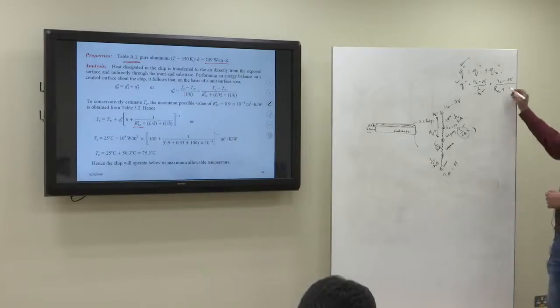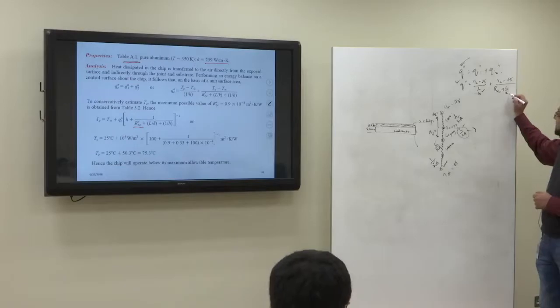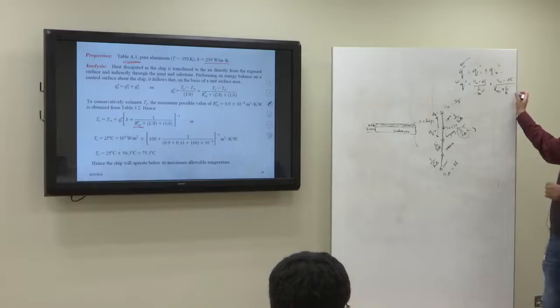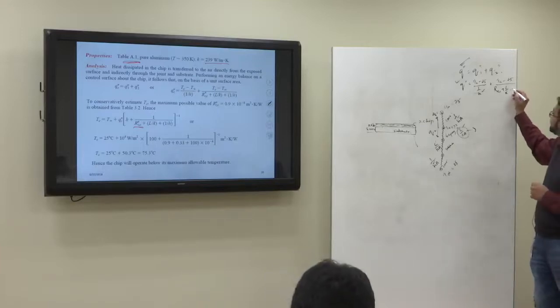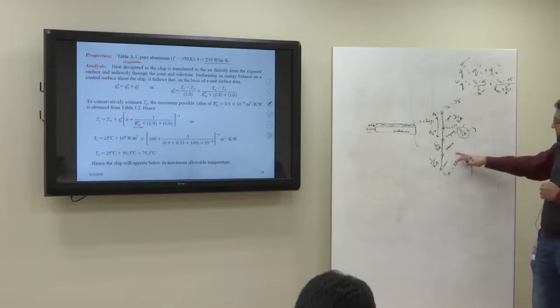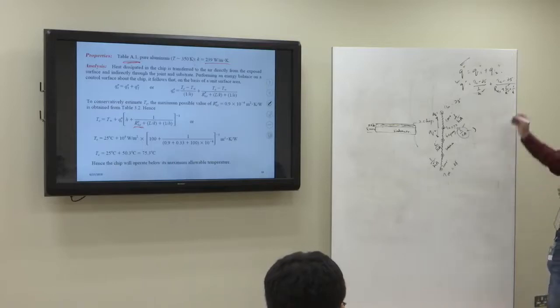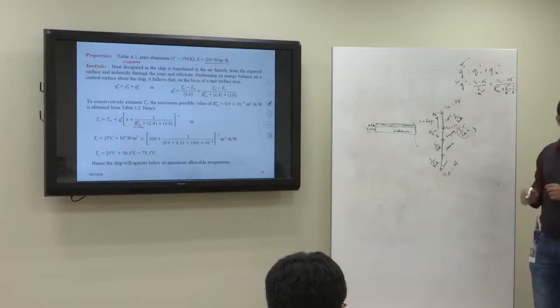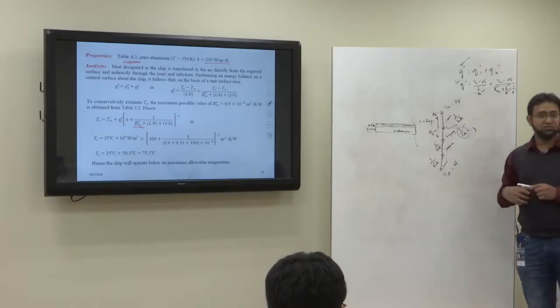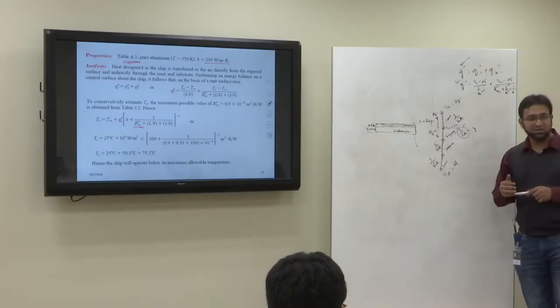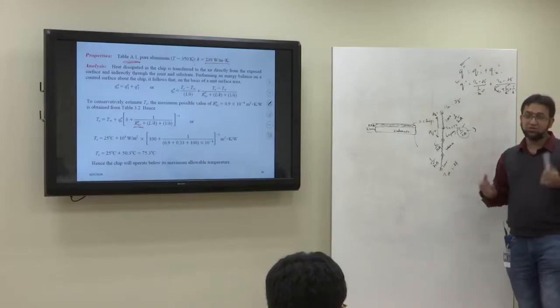So we have L upon K. I'm not writing A here because it's the same flux. L is given, and K you get from the table. Then after that, 1 upon H. H is known, L and K are known, RTC is known. Only in this equation TC is unknown, so you'll get the temperature of the chip.